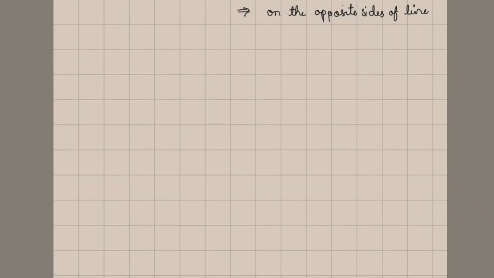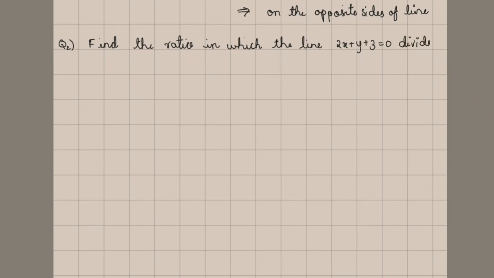Okay, now we'll solve a simple example. Find the ratio in which the line L, let's say 2x + y + 3 = 0, divides the line segment joining (1, 1) and (-2, -3).